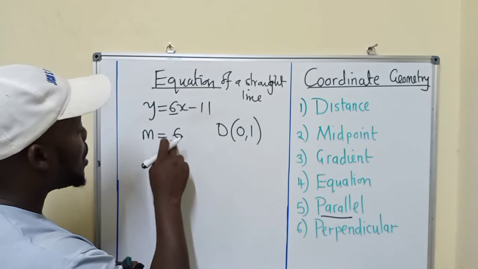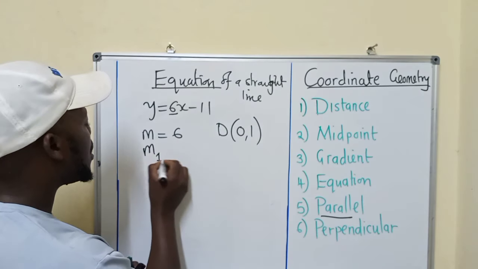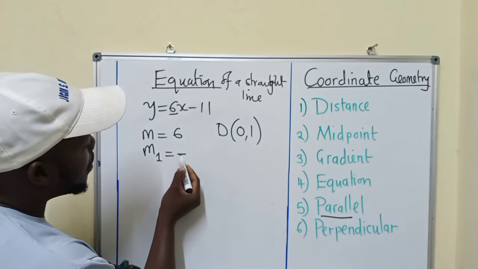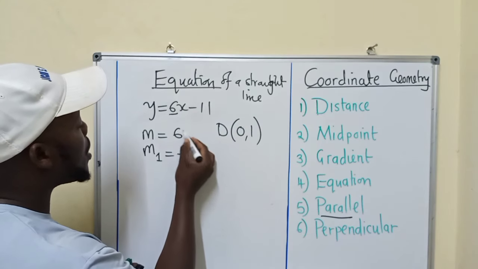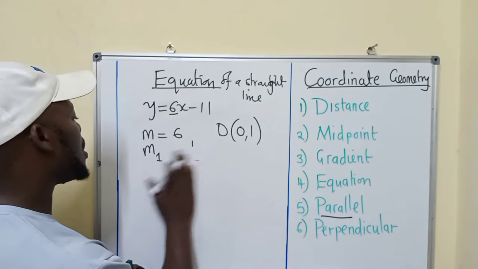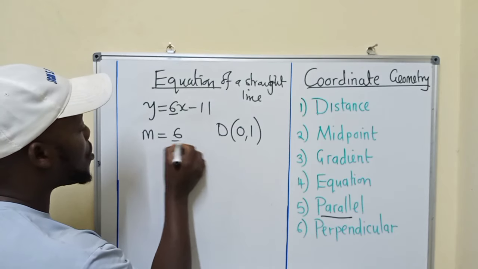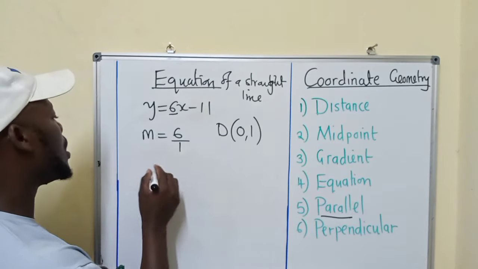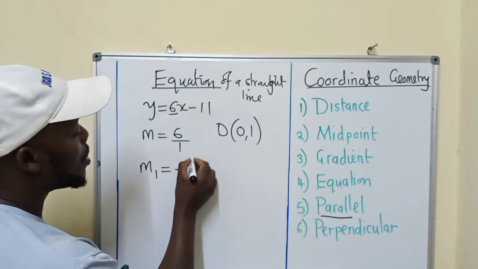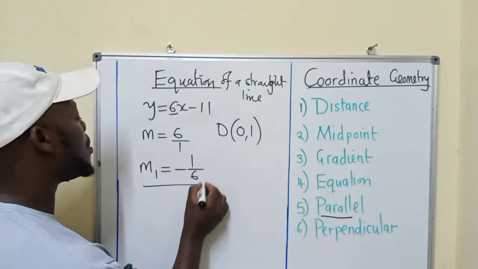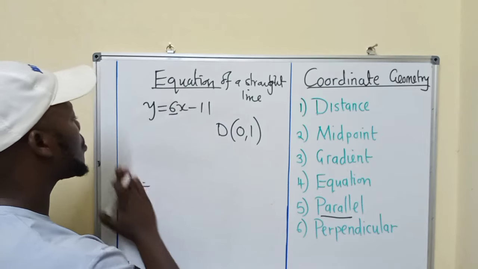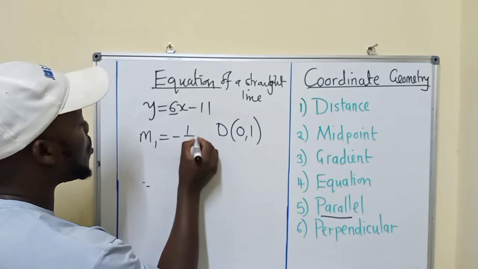This is the gradient for the parallel. Now for the perpendicular, we shall say gradient 1 is equal to negative. You check, what is the sign on this gradient? It's positive. You put negative and reciprocate this one. On top there will be 1, and down there there will be a 6. Let me show you, you might be getting confused. This is a fraction. We know that there is a 1 down here. So we shall say m1 is equal to negative, because here it's positive, so change the sign to negative, 1 on top and 6 down there. This is the gradient of the line that is perpendicular to this one. Let me write it here: m1 is equal to negative 1 over 6.